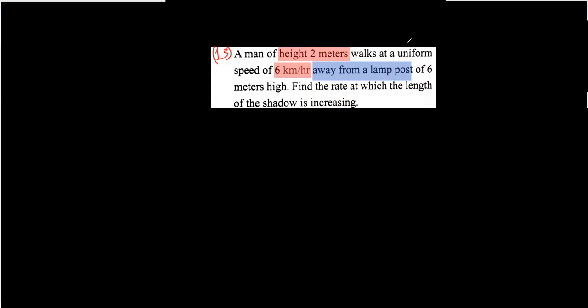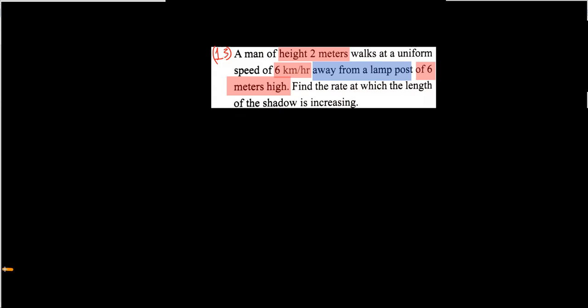What more is important? Another important thing here is the height of the lamppost. Lamppost height is also important because how high the lamp is, it will decide the length of the shadow. So these are the given data, and then they are asking: find the rate at which the length of the shadow is increasing. So I will first give you a pictorial representation of this.